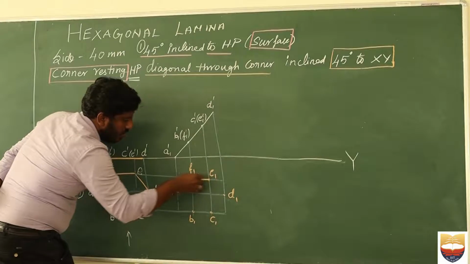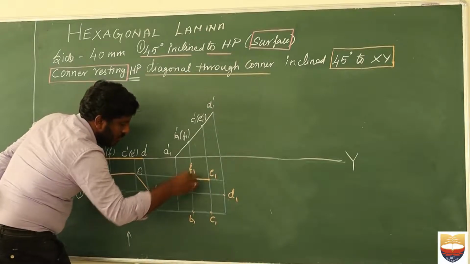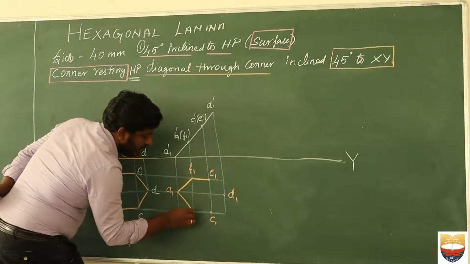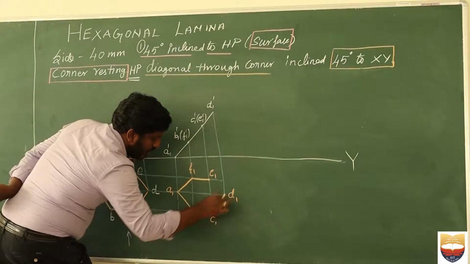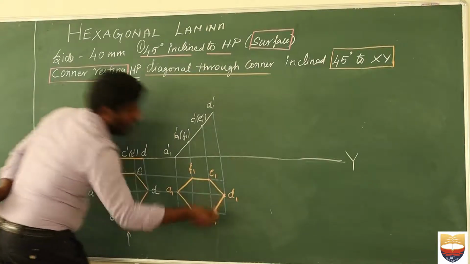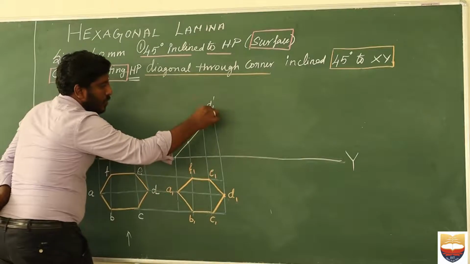Now I am trying to complete the diagram. I may use an HB pencil, and it should be very dark. Only the front view and the top view should be darker.